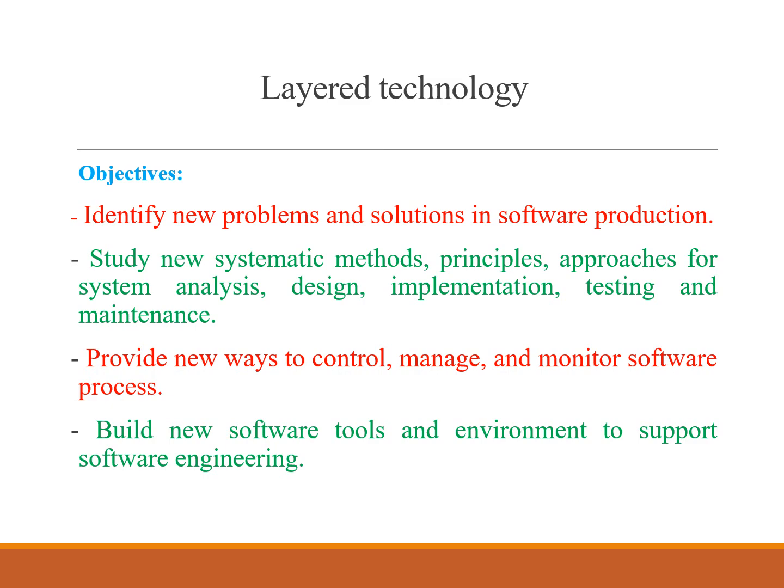In this layered technology, the main objective is to identify new problems and solutions in software production. Software is used to develop a systematic method for a particular society-relevant problem. Those problems will be represented in terms of layered technology. We deal with different kinds of approaches like requirement gathering, analysis, design, implementation and testing, right? Suppose you are going to build a new software tool or a different environment for applying this software tool, it means we are adapting this layered technology.